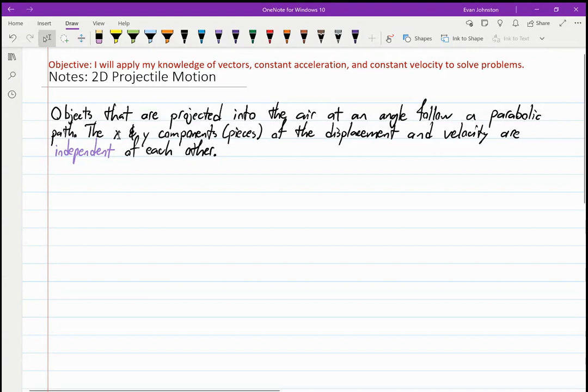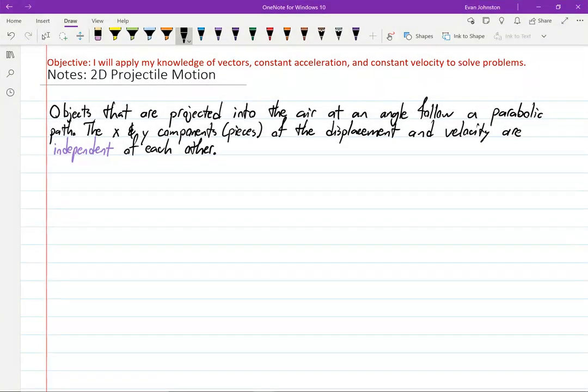So we have the x displacement, the y displacement, the x velocity, and the y velocity. It's four things, and we can break it down so we're looking at the y things separate from the x things. Now we're going to add a little bit more here. I want to put that the x component is moving at a constant velocity. I'm going to underline that even.